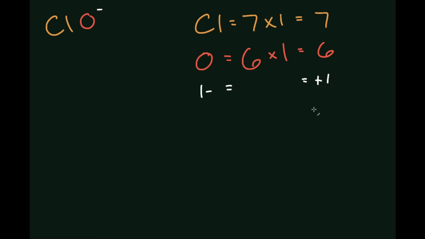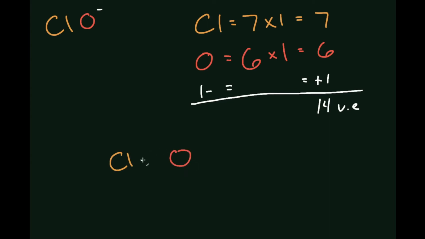So remember, electrons are negative, so if we have a more negative ion, we're going to have more electrons. So 7 plus 6 plus 1, that's going to be 14 valence electrons. So let's start to draw this out. We have chlorine and we have oxygen. We'll draw our bond, and now we have 12 valence electrons to work with. Remember, each bond is 2 electrons, so 14 minus 2 is going to be 12.